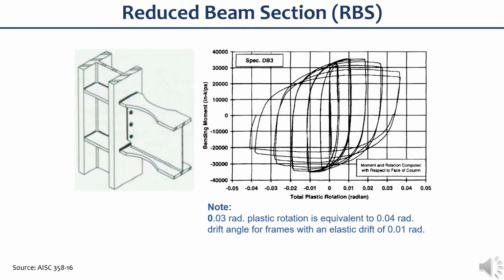Now, let's discuss in detail this very common pre-qualified connection. RBS was first introduced in the 2005 version of AISC 358, but prior to its publication, this connection was already being used in a number of steel building projects and is still very popular today. This connection is non-proprietary, which is pre-qualified for use in SMF systems. Now, the hysteretic response curve on this slide shows that RBS developed at least 3% of plastic rotation that is equivalent to the 4% story drift angle required by AISC 341. That is with the maximum moments at the face of the column that is greater than the 80% plastic moment capacity of the beam.